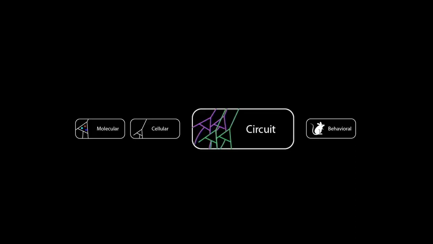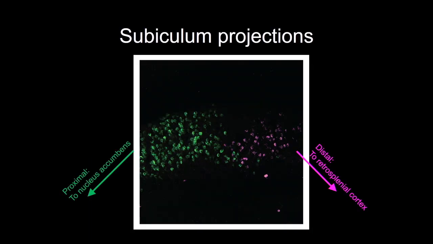Next natural question is, can we now relate this to circuit level properties as well? I gave away a little bit of this at the beginning of my talk. I mentioned that proximal and distal subiculum differentially project to the nucleus accumbens and the retrosplenial cortex. Is this a biological exception or is this the biological rule?